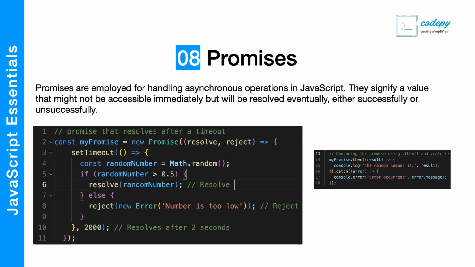Promises are employed for handling asynchronous operations. They signify a value that might not be accessible immediately but will be resolved eventually after some time. So if you are waiting to get an API response and that will be resolved after some time, we can use promises. So promises are created like a function.